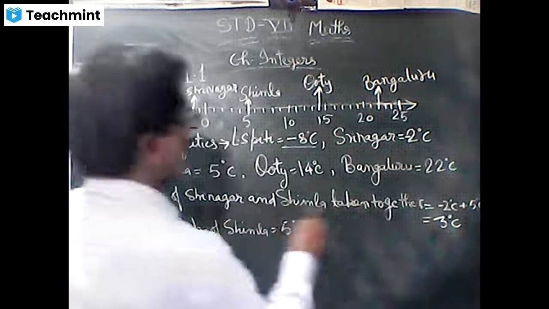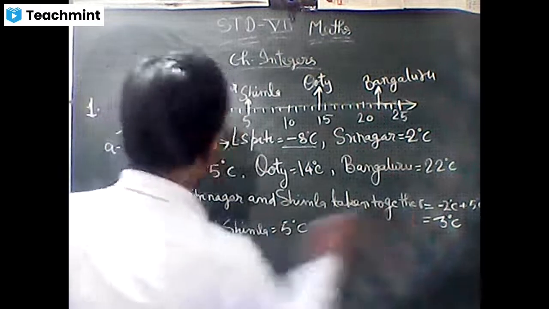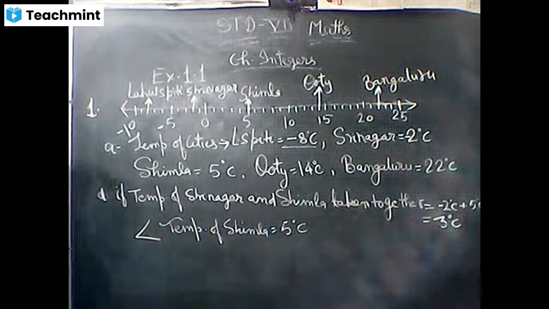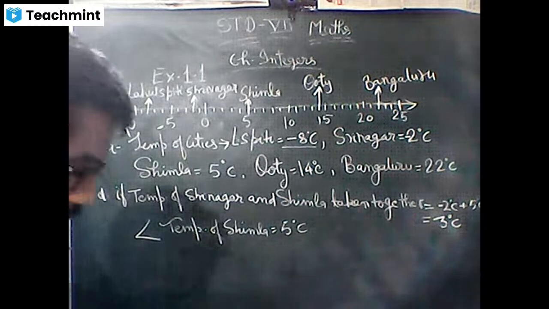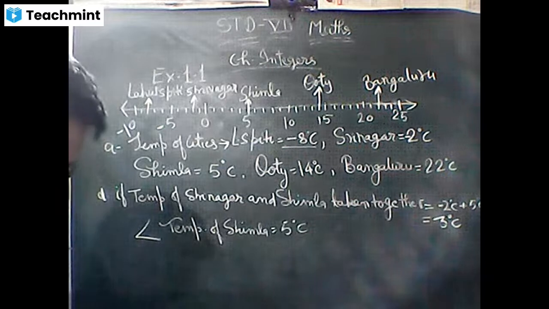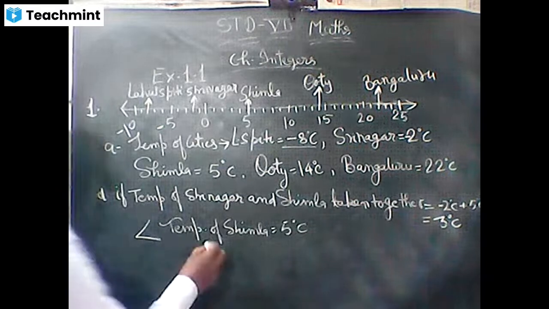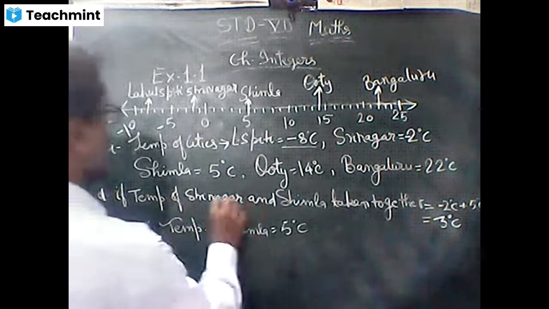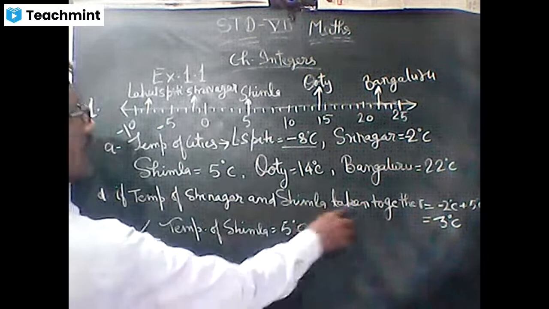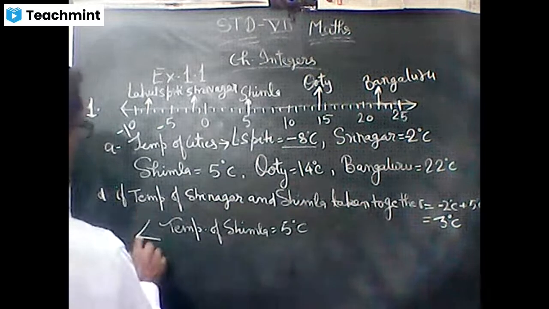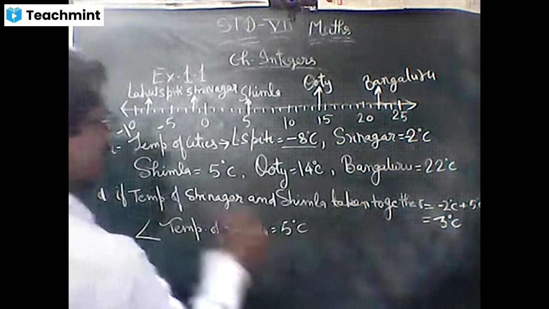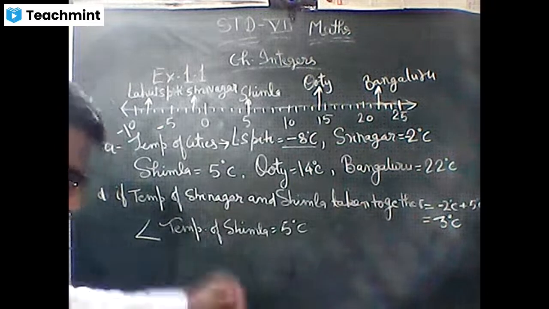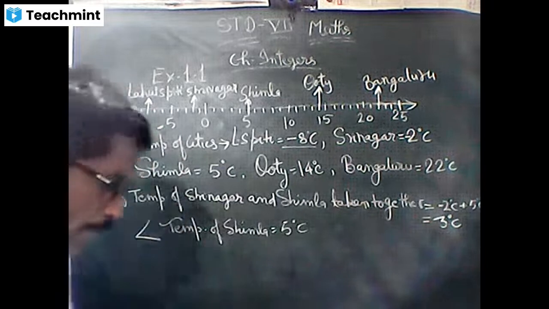Temperature of Srinagar and Simla taken together, that is less than temperature of Simla. Is it right or not? So this is right. Sum of the temperature of the two cities, Srinagar and Simla, taken together, is smaller than temperature of Simla. And here the next problem. It is also less than the temperature of Srinagar.